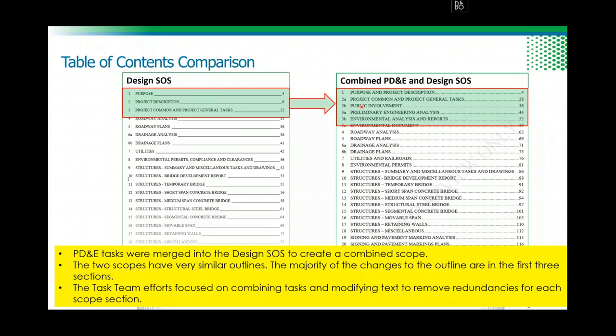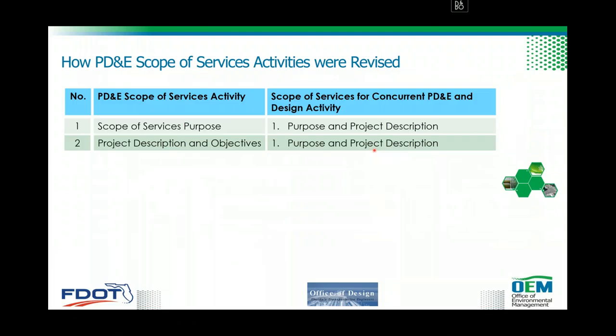So, redundancies for each scoping item. Of course, 8 also changed slightly, which is environmental permits. As you see now, we have environmental permits, compliance and clearances. All the clearance now will move into 3. Some drainage analysis is needed to support PD&E, and also roadway analysis is needed to support PD&E, as we'll explain later on. So this slide here shows how PD&E activities were revised.